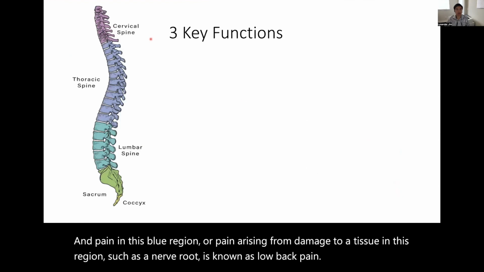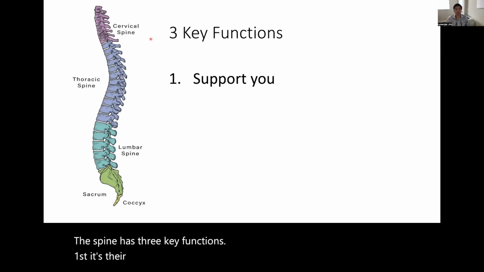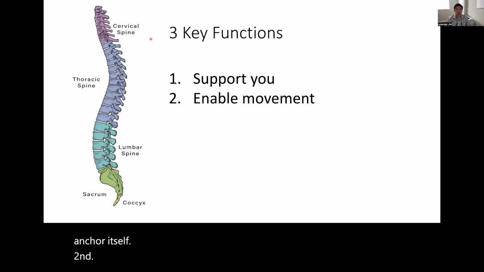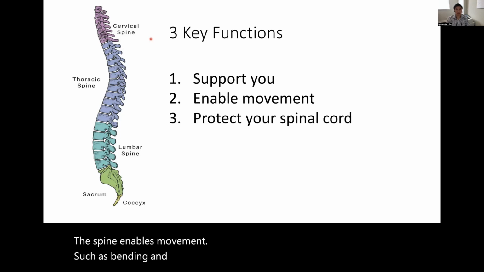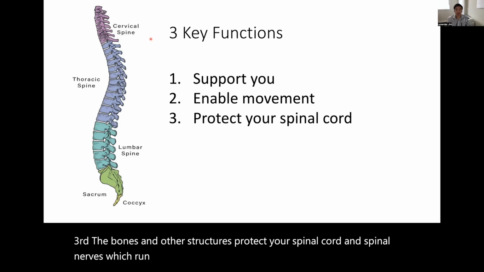The spine has three key functions. First, it's there to support you by providing a strong rod for the torso to anchor itself. Second, the spine enables movement, such as bending and twisting. Third, the bones and other structures protect your spinal cord and spinal nerves, which run behind and along it.